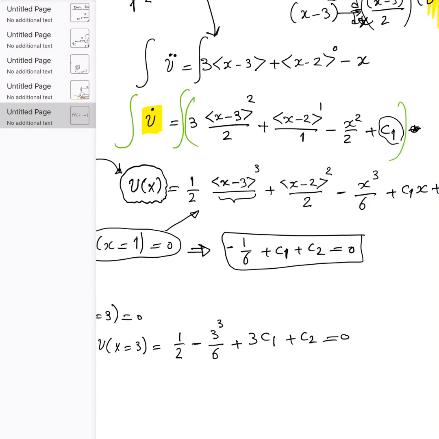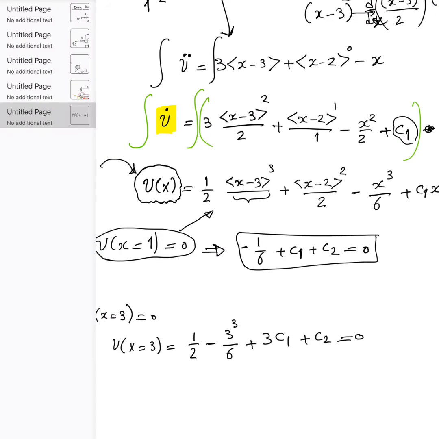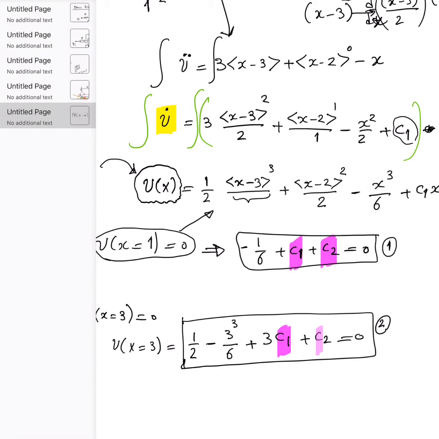Well, you can just go ahead and at this point we're done because you have two equations. Let's put a box around them, equation 1 and equation 2. How many equations do I have? 2. How many unknowns? 2. Highlight them. C1, C2. 2 equations, 2 unknowns. Once you solve these 2 equations for C1 and C2, then you get the 2 constants of integration. That means you get your deflection of the neutral axis very, very accurately.